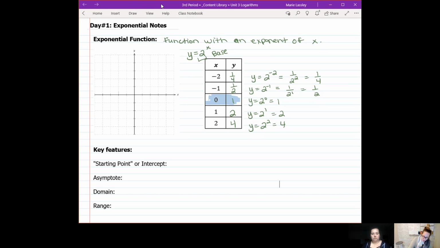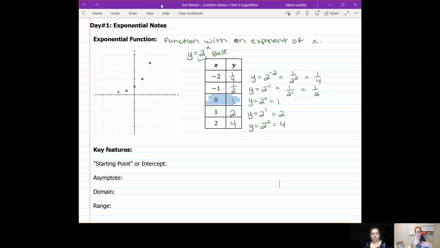All right, so at -2, we have 1/4, somewhere about right there. At -1, we have 1/2. At 0, we have 1. At 1, we have 2. And at 2, we have 4. So this is kind of what we have going on for our function right here.